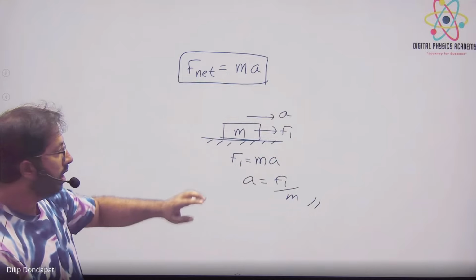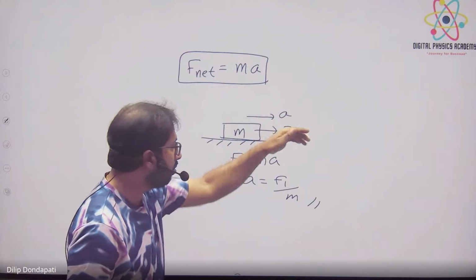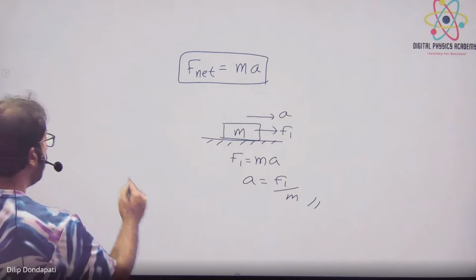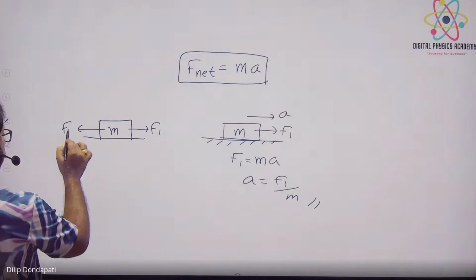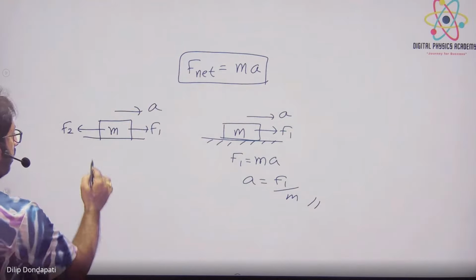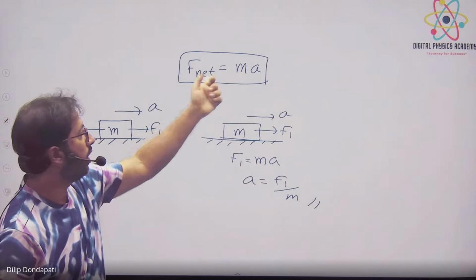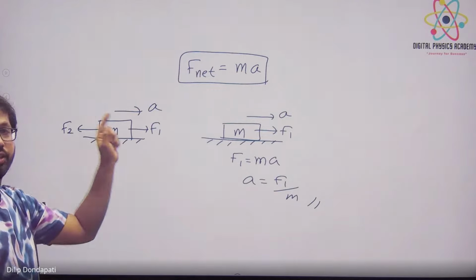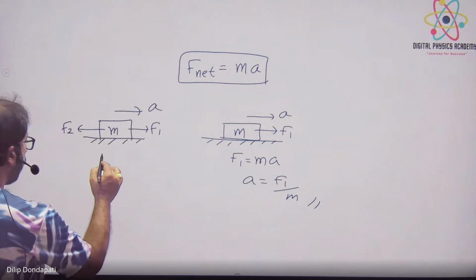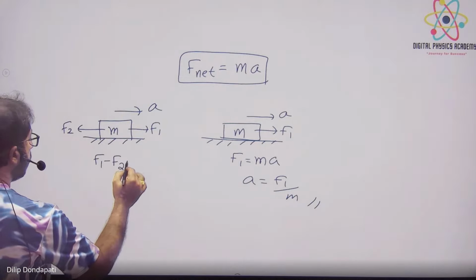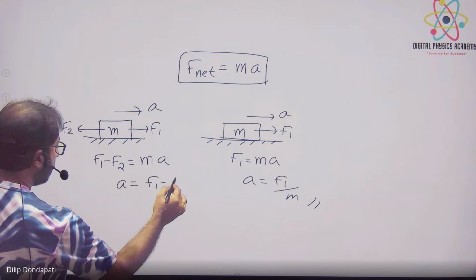And one thing you have to understand: in the direction of acceleration we should take the force as positive. Very important. Suppose you have two forces, F1 and F2, and the body is moving with this acceleration. How to use net force equal to ma? What should I put for net force, F1 minus F2 or F2 minus F1? Which one do we use? In the acceleration direction we should take positive. So F1 minus F2 is equal to mass into acceleration. Therefore, if asked for acceleration, it is F1 minus F2 by m.